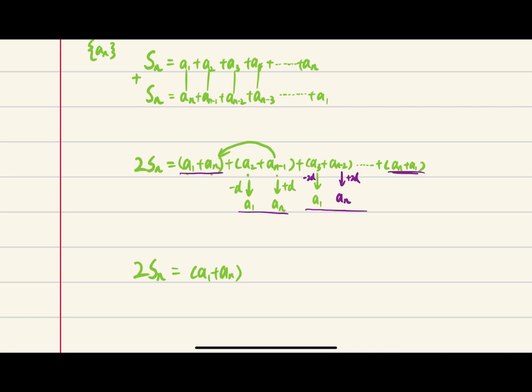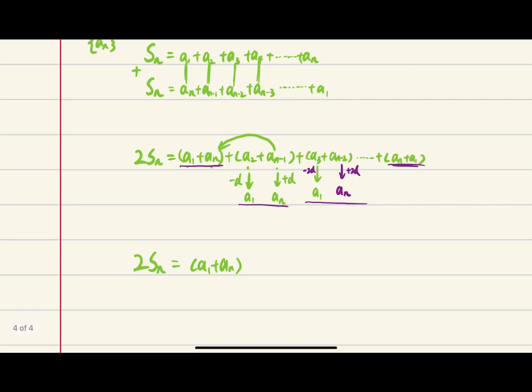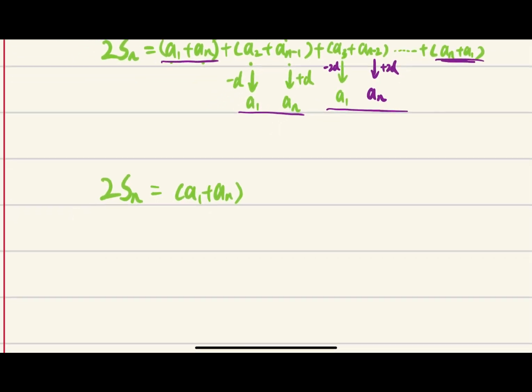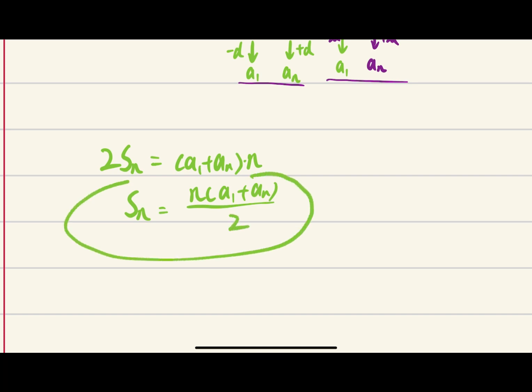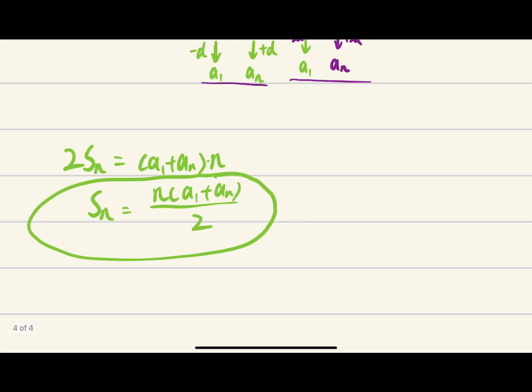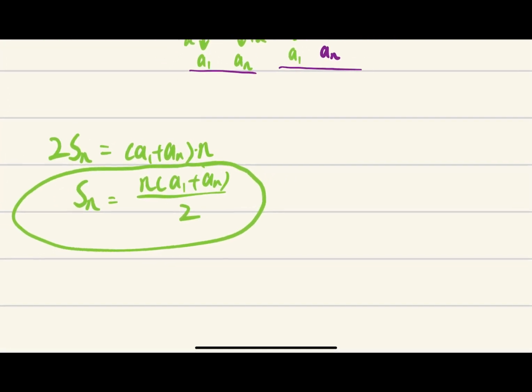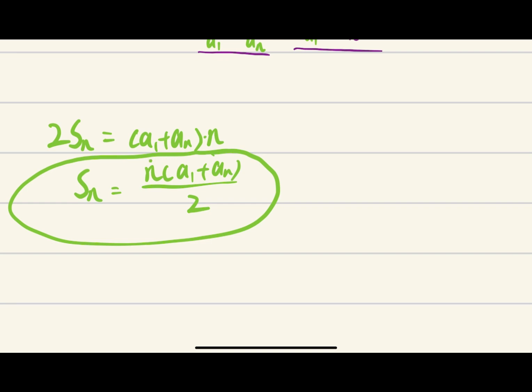So how many are we getting here? We're getting a total of n terms, so we times it by n. So Sn will just become n times the first term plus the last term, divided by 2. And that's the general formula when you're finding the sum of a sequence here. And so there are 3 unknowns, the 3 terms that you don't know.